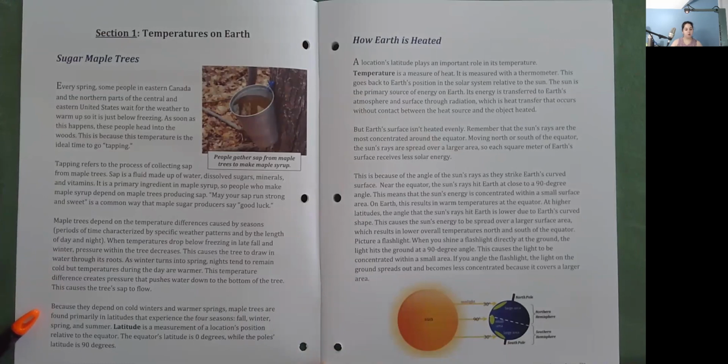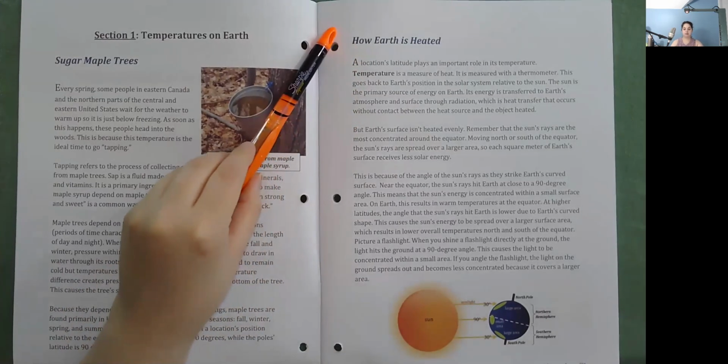Because they depend on cold winters and warmer springs, maple trees are found primarily in latitudes that experience the four seasons: fall, winter, spring, and summer. Latitude is a measurement of a location's position relative to the equator. The equator's latitude is 0 degrees, while the pole's latitude is 90 degrees.